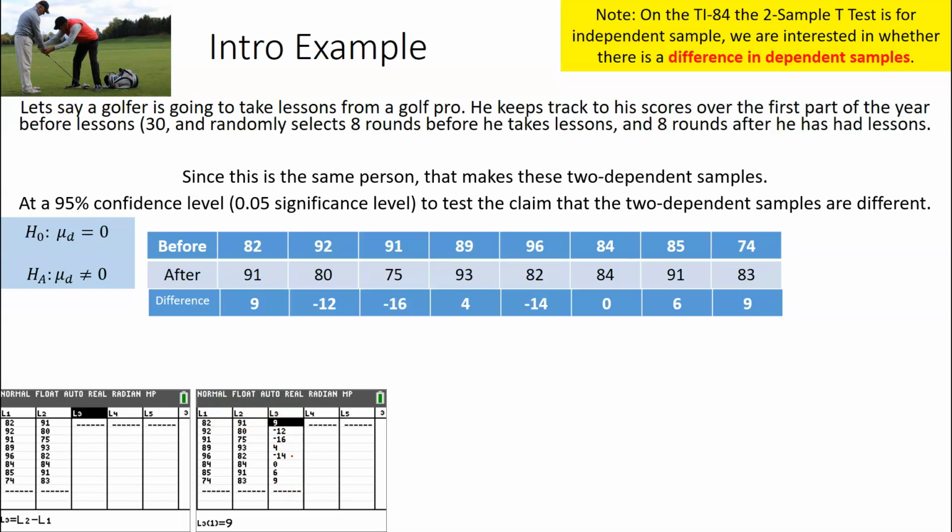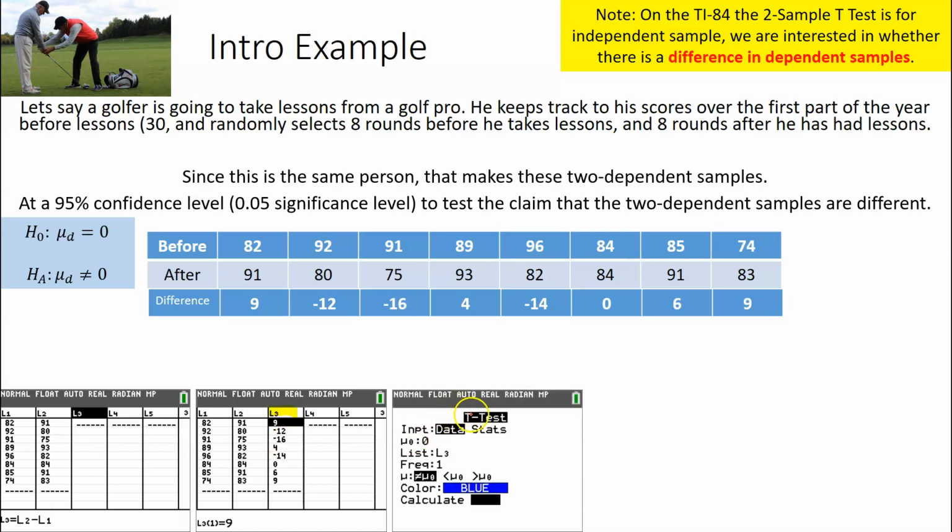Okay, then what you're going to do next is go to your t-test. Stats, test, t-test. And for this one, I'm going to be using data. I'm going to have my mean be 0. That's what we're going to put in there. That's going to be based off of this right here. Where's the data coming from? List 3. Make sure you adjust that. Put your list 3 in there.